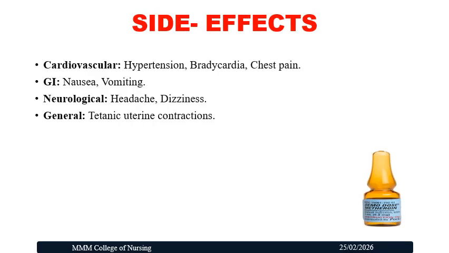And the side effects are, under the cardiovascular system, there are chances of developing hypertension, bradycardia or chest pain; gastrointestinal, nausea and vomiting; neurological, headache and dizziness; and generally tetanic uterine contractions.